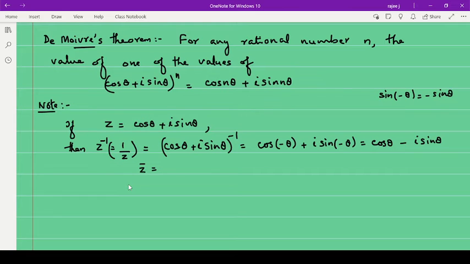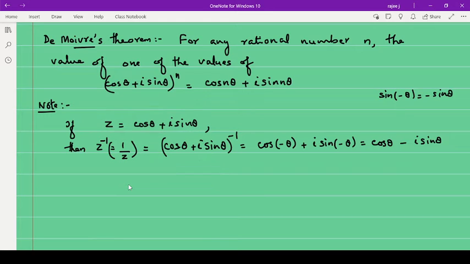Directly, if you write z equal to cos theta plus i sin theta, then z conjugate will be, just change the sign: z conjugate is cos theta minus i sin theta. So either of these you can use. If you take this and directly write the conjugate, then just change the sign of i. Both you can use.